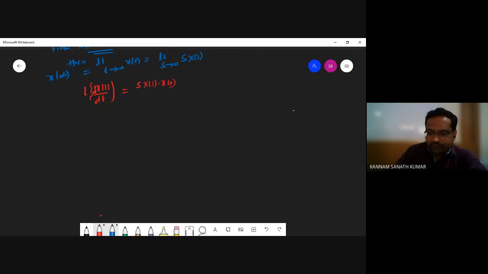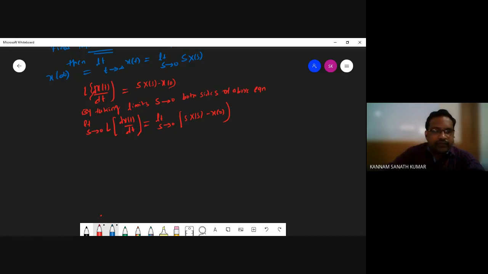By taking limits s tends to 0 on both sides of the above equation, what you are getting is the limit as s tends to 0 of the Laplace transform of dx(t)/dt equals the limit as s tends to 0 of s X(s) minus x(0), either x(0) or x(0) minus. Now apply the Laplace transform.